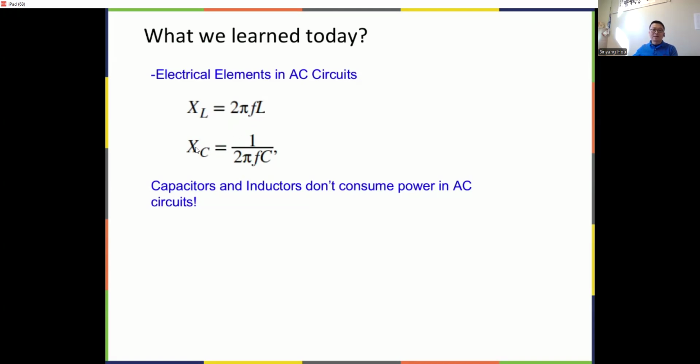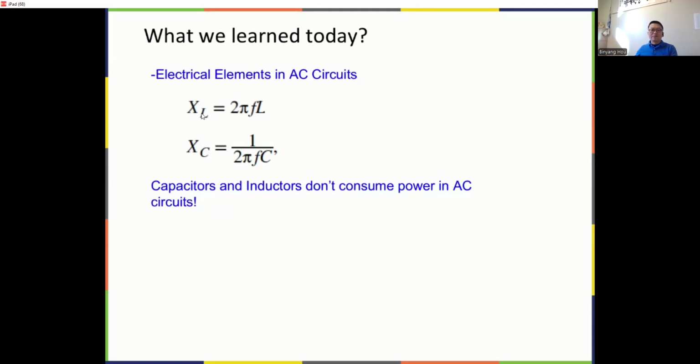For the capacitor, it's the other way around. It's the inverse of 2 pi F times C. So that means higher frequency, lower reactance. For both elements, they do not consume any power in the AC circuit. That's good. That means they're just storing units for the energy.